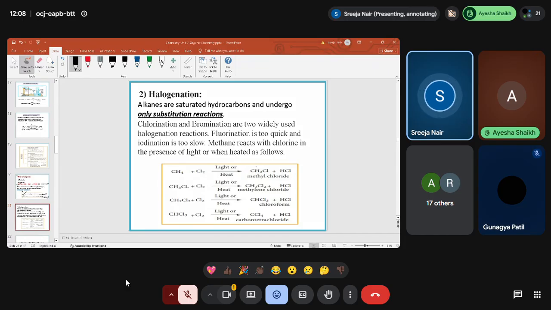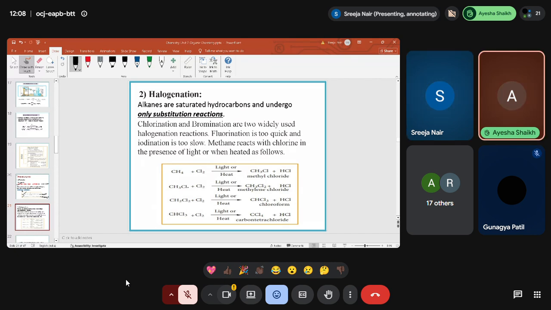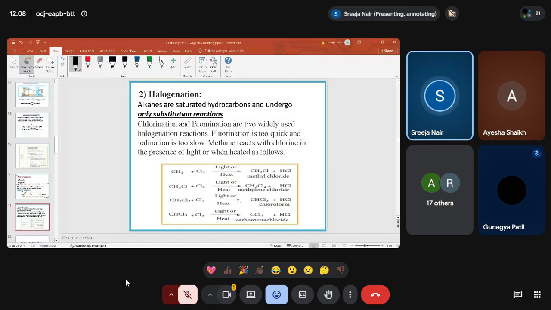Now, when I am taking this methyl chloride, or yes, dear, or ma'am, we are done with this. We have done with this. Okay, no, I just wanted to explain so that I can move ahead.